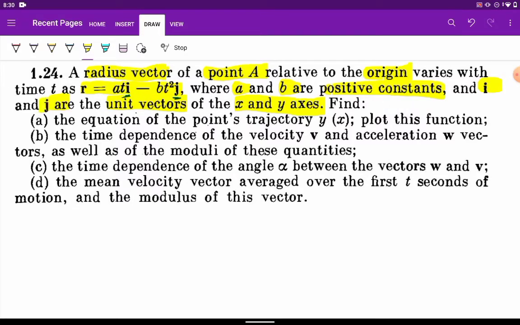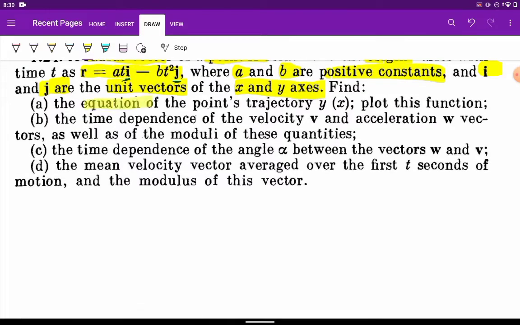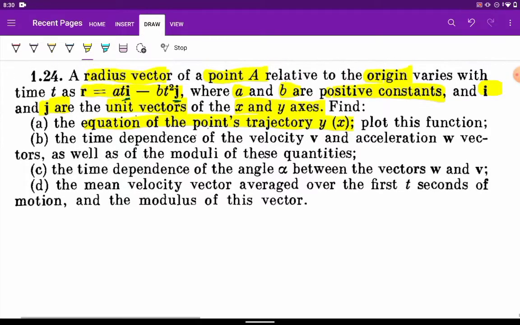Okay, fine. Now we need to find first of all the equation of the point's trajectory y of x. That is, we need to write y in terms of x. Whatever is multiplied to j cap is y, and whatever is multiplied to i cap is x. So they need the equation, y in terms of x, and to plot this function.